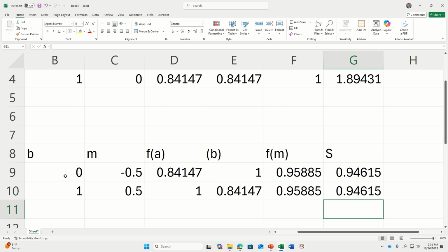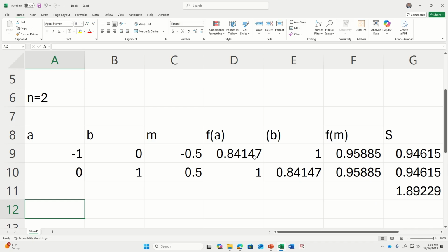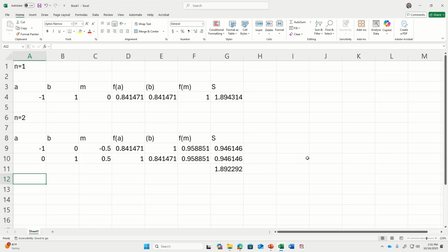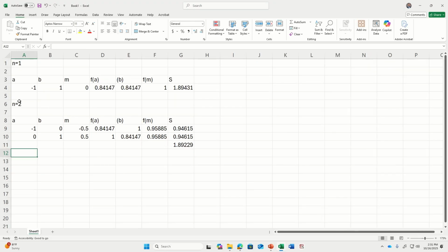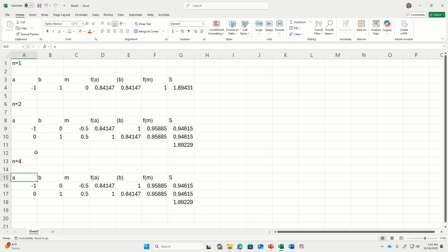And now to get my total Simpson's rule, after I've done 2 subintervals, I've got to add those subintervals together. Call that the sum of those 2 things. And now my approximation is 1.892, which is even closer to the real thing. And then lastly, if I want to do the same thing for n equals 4, I'm going to go from -1 to -½ to 0, and then 0 to ½ and then ½ to 1.